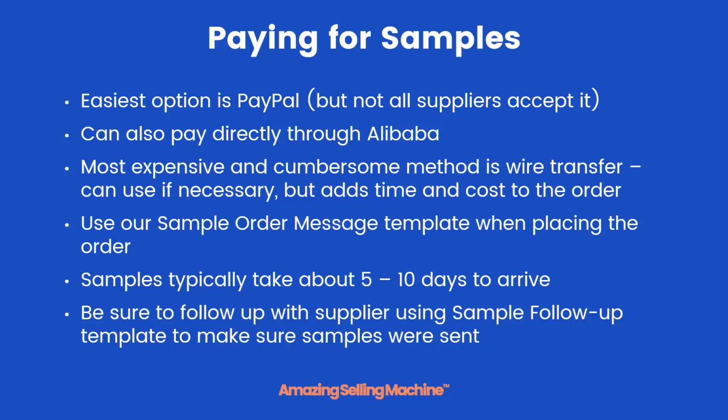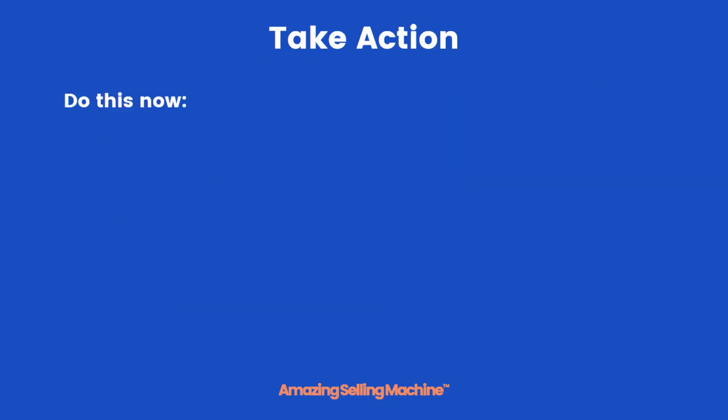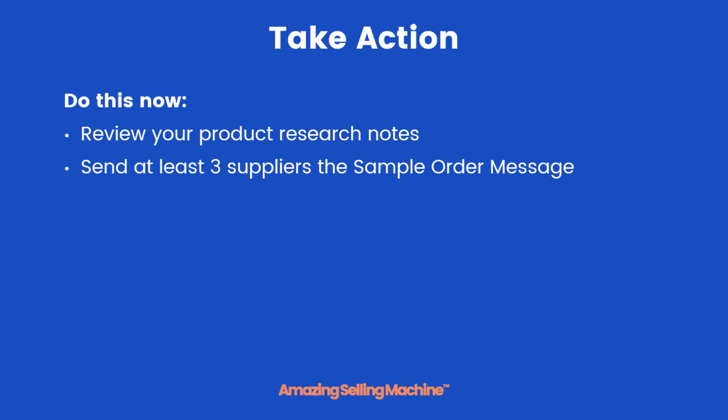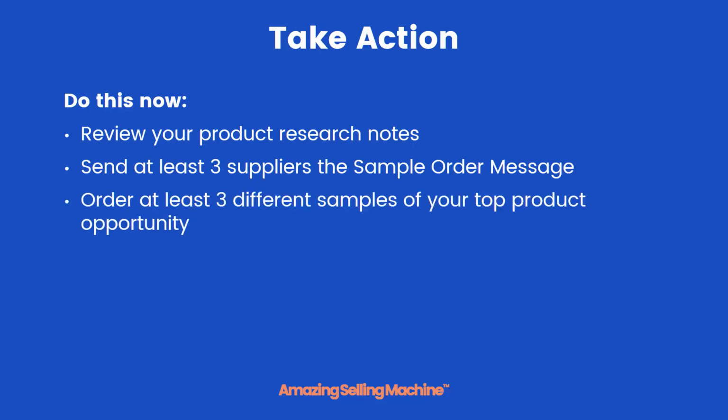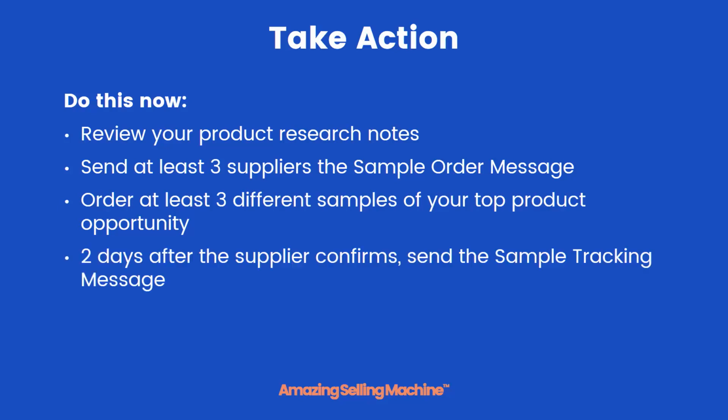Now it's time to take action. I want you to review your product research notes, send at least 3 suppliers the sample order message in order to order 3 different samples of your top product opportunity. And then 2 days later, after the supplier has confirmed that they sent it, follow up with the sample tracking message to make sure that they actually did send it and to get the tracking link.